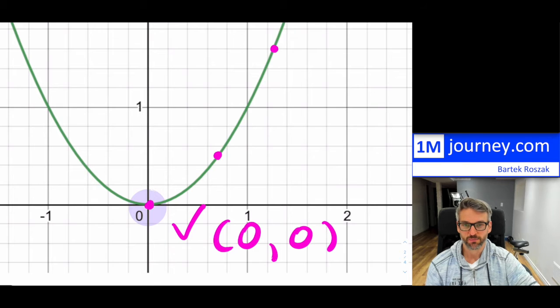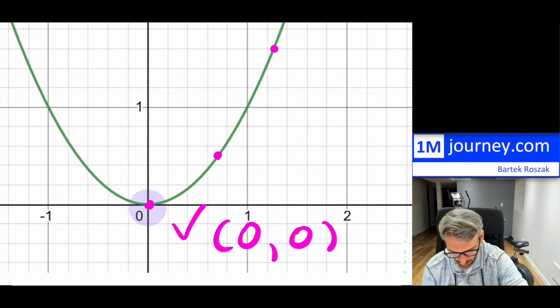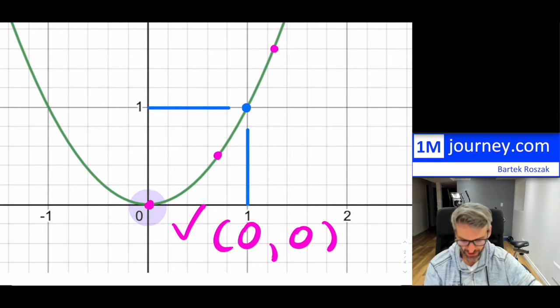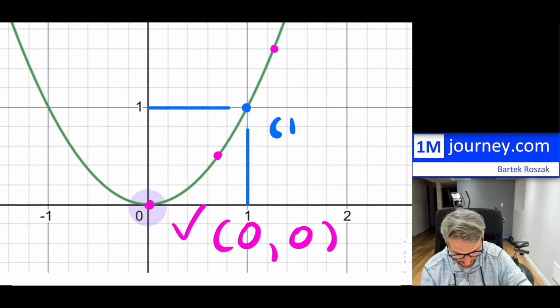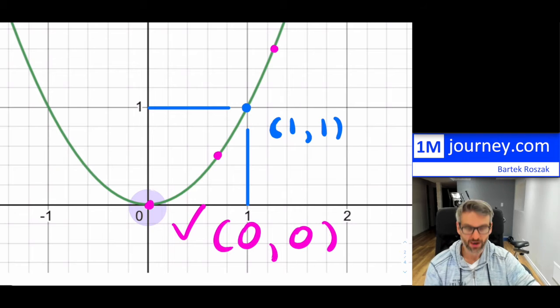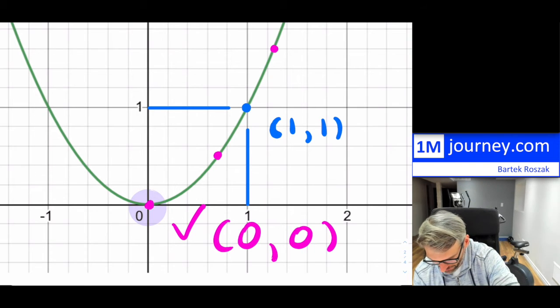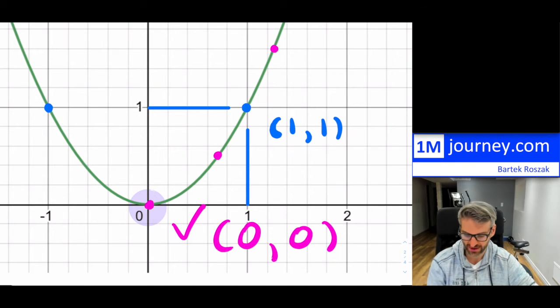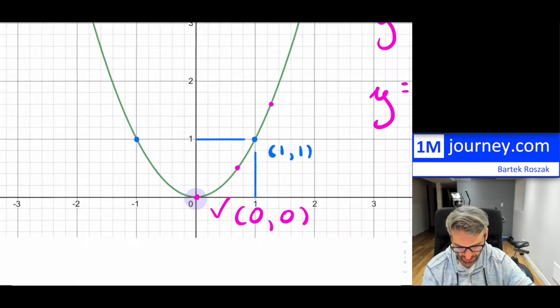But here, notice that the parabola, as I zoom in, does nicely fall on this grid right there. So I can read off the value for y, and then I can read off the value for x. Reading this off, notice clearly this is the point 1, 1. That's the actual point that I have. You could have picked any other point. We could have picked this point, which would have given us negative 1, 1. And we could have picked some other points.